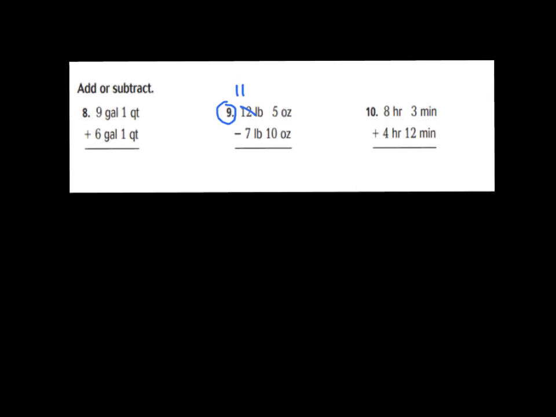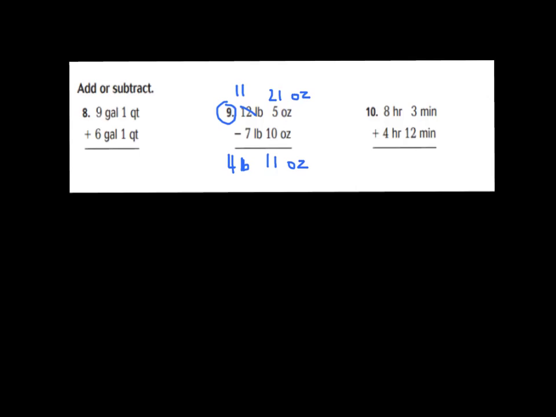Well, that's a messed up looking 21, isn't it? Let's go ahead and do that again. 21 ounces. Now I can subtract. 21 ounces minus 10 ounces is 11 ounces. And 11 pounds minus 7 pounds is 4 pounds. So my answer is 4 pounds, 11 ounces.